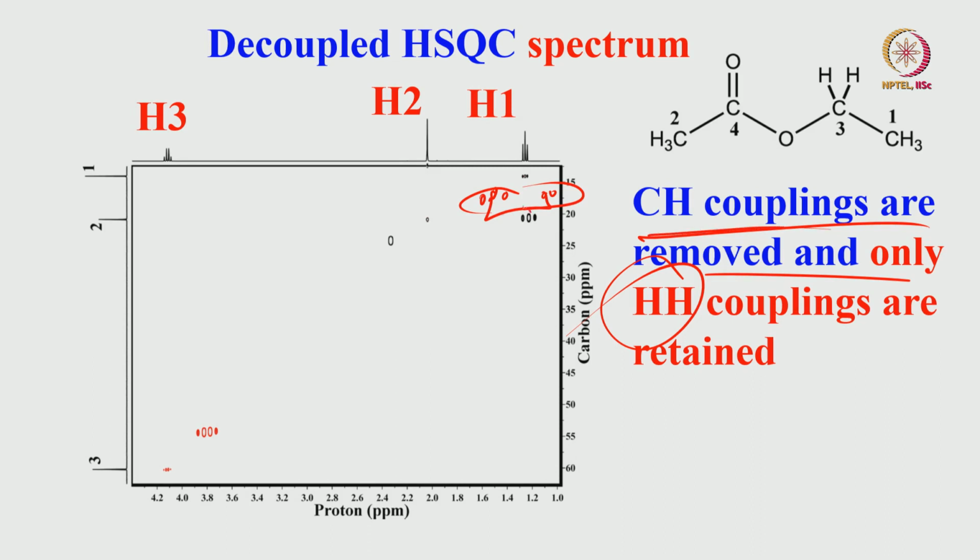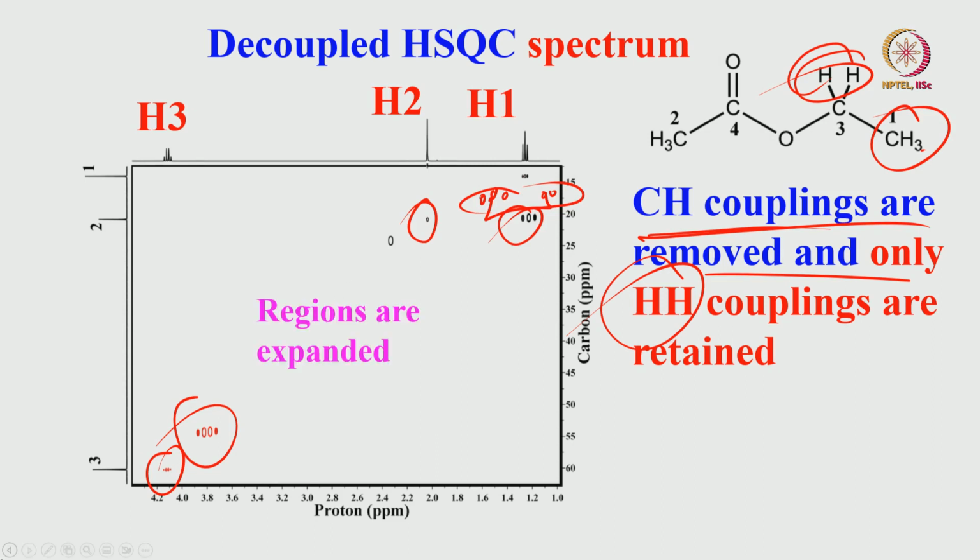So, what we are going to see is only HH coupling. This CH3 is a triplet because of this. Similarly, this is a quartet because of this. You can identify that. Similarly, this is just a singlet. CH coupling is broken, no HH coupling here. Very easily, you can interpret both coupled and decoupled HSQC spectrum of this molecule. I hope you are all with me and understanding what I am telling. Very easily, you can understand.